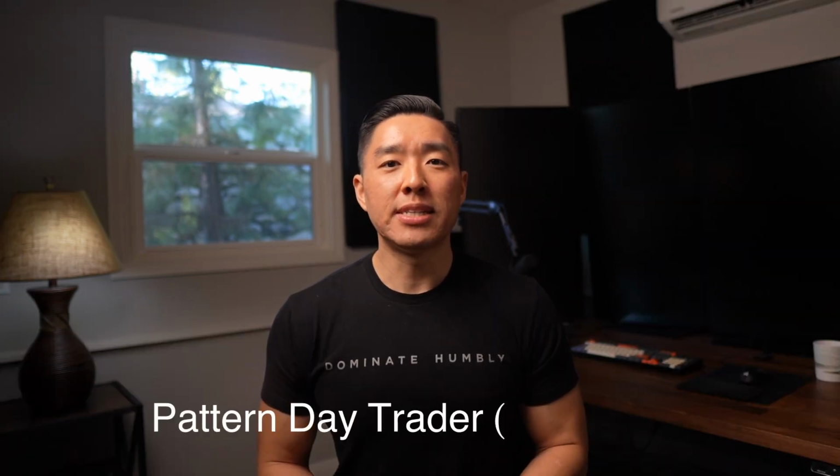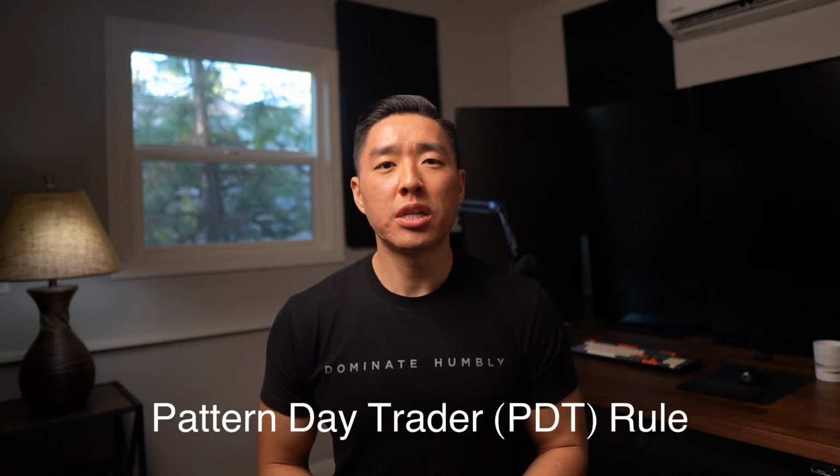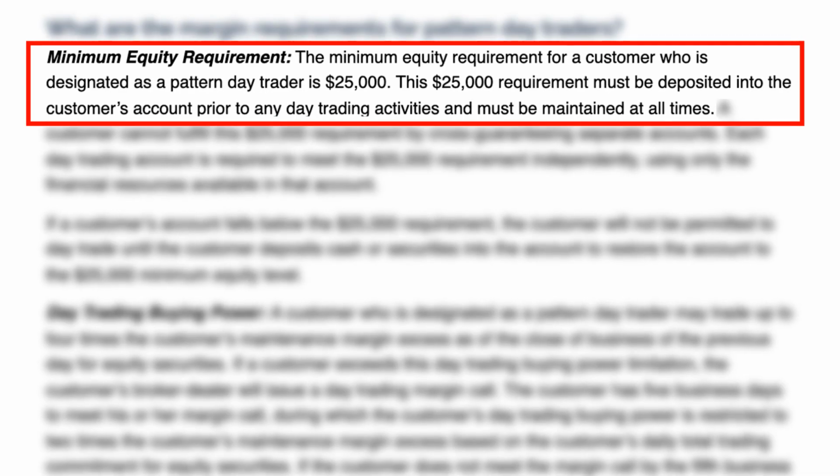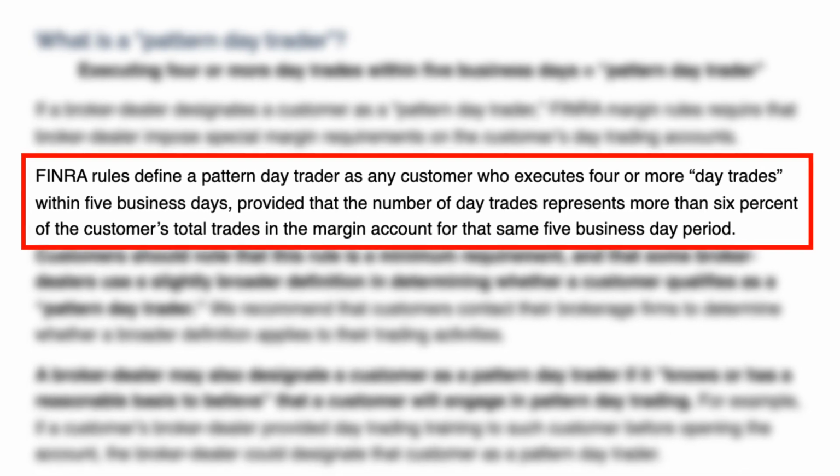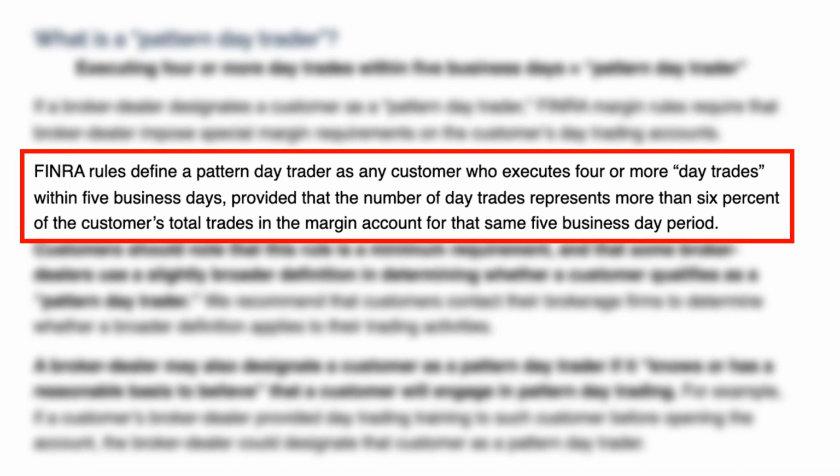This is all thanks to the PDT rule, or the pattern day trading rule, that was established back in 2001 by the SEC. And this rule states that any margin account that does not maintain over $25,000 will only be limited to 3 day trades in a 5-day rolling period.